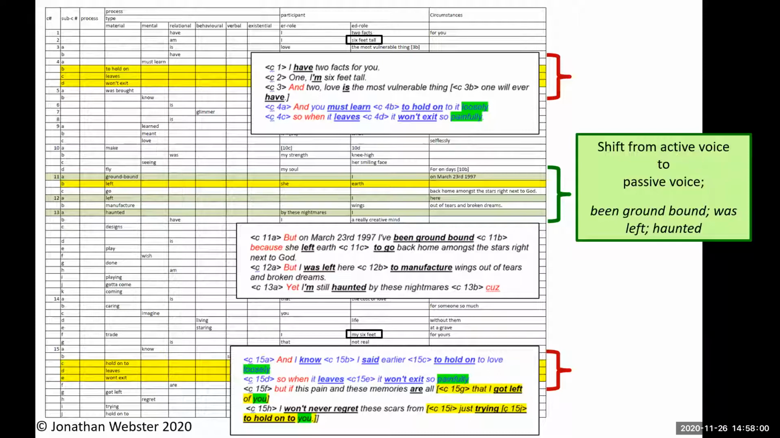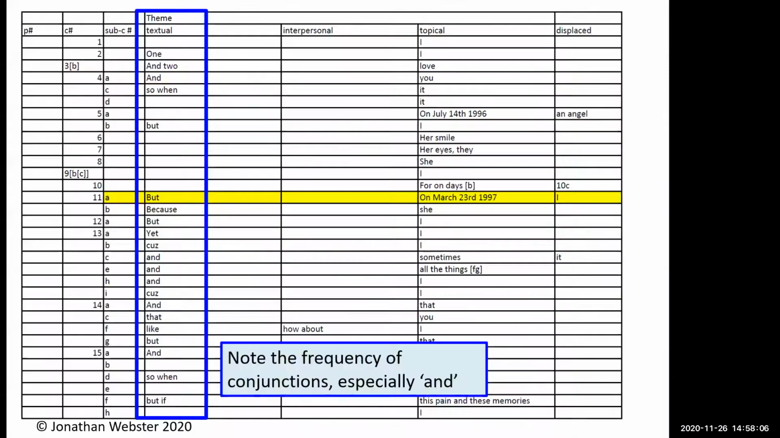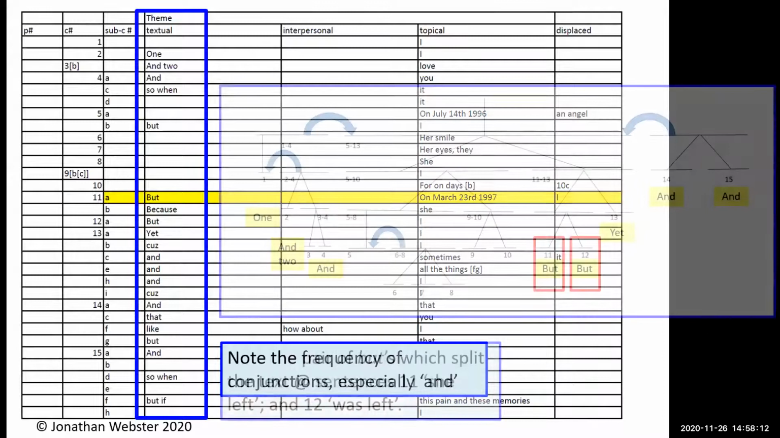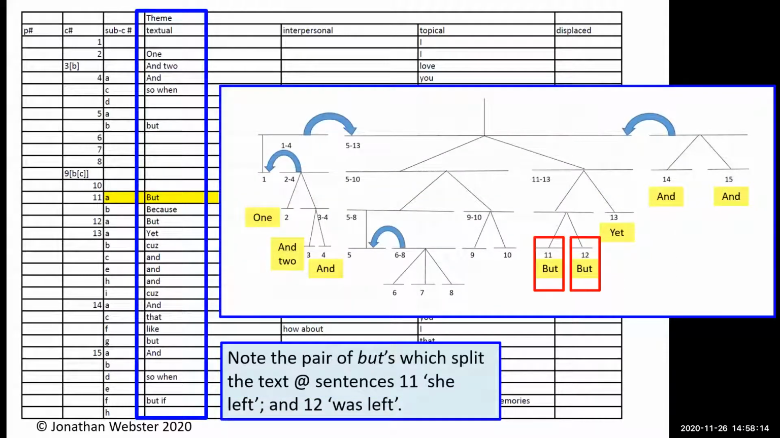He isn't the initiator. He is the one that is affected. We notice that there is, from 11 onwards, a lot of conjunctions, especially "and". Until we get to that, a pair of "buts" in 11, which marks that difference, but then also 12, where we see that contrast between the active, "she left," and "I was left."